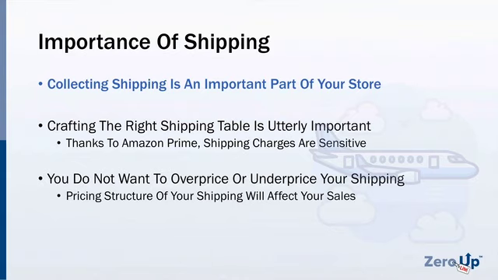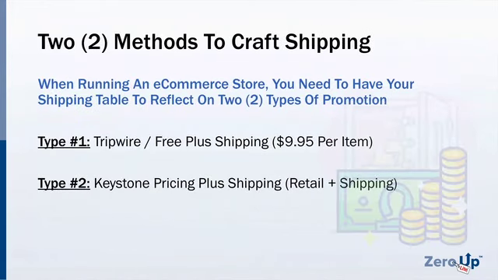So you want to make sure you have the right shipping table in place. And like I said earlier, you do not want to overprice or underprice your shipping. Pricing structure of your shipping will actually affect your sales. Now, when you're crafting your shipping, there are two methods. When running an e-commerce store, you need to know that there are really two types of promotion that you're going to be running. Type number one is called the tripwire, which is free plus shipping.